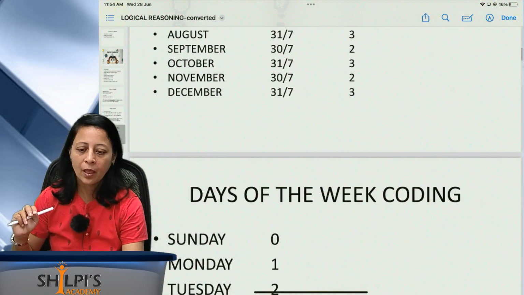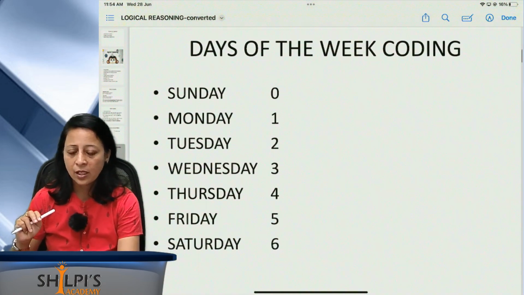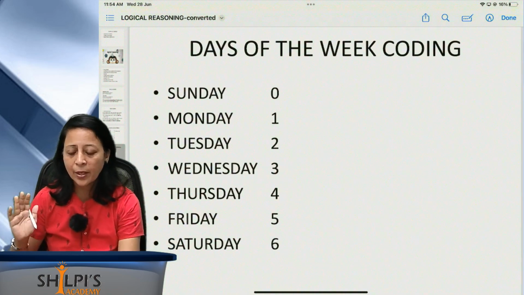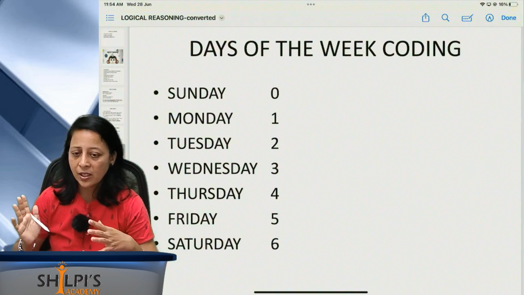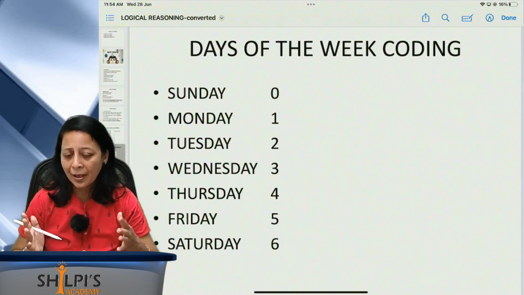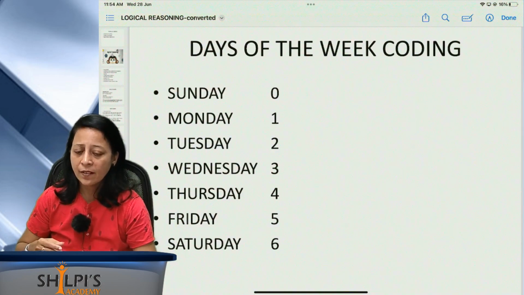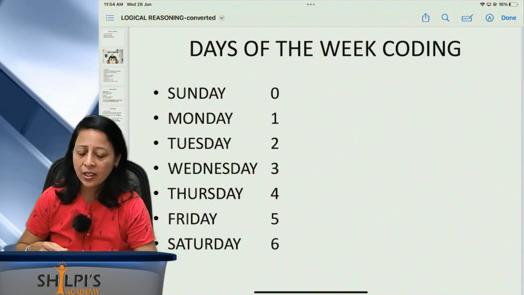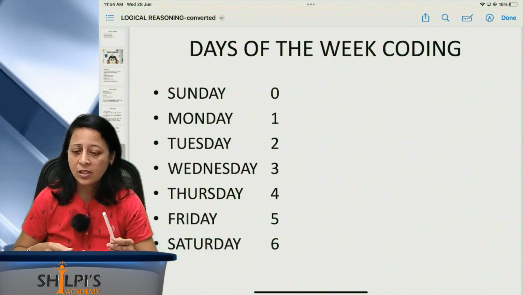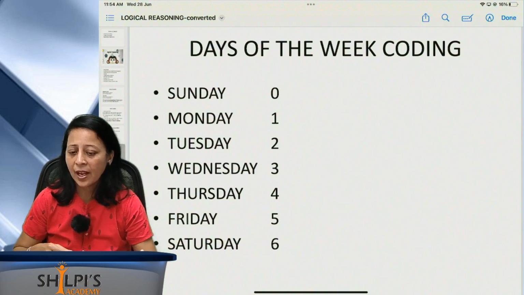Now likewise, odd days for the weeks. Sunday will be treated as a full day, so it will be 7 by 7, so 0. Monday will be 1 odd day. Tuesday will be considered as 2 odd days. Wednesday will be considered as 3 odd days. Thursday will be considered 4 odd days. Friday 5 and Saturday 6.